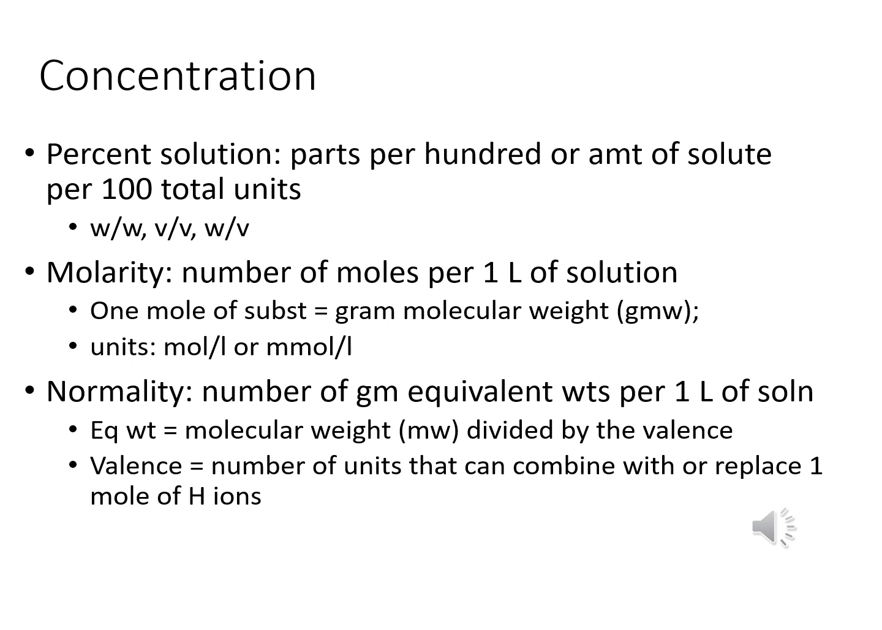Then we move on to normality. Normality is a bit more specific and is based on the equivalent weight of the solute. Normality equals the grams of equivalent weight per liter of solution. The equivalent weight is the molecular weight divided by the valence. What is the valence? The valence refers to the number of hydrogen ions the substance can donate, accept, or react with. So for example, we have sulfuric acid. It has a valence of 2 because it can release 2 hydrogen ions per molecule.